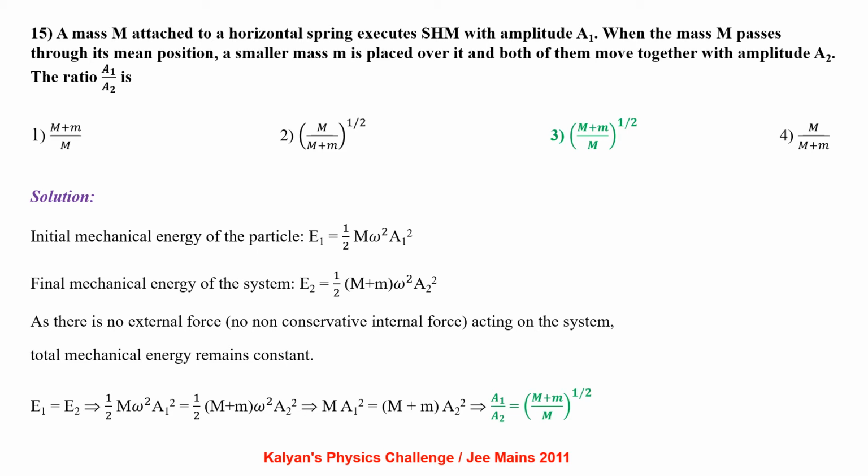Initial mechanical energy of the particle is E1 equal to half M omega square A1 square, that is the total mechanical energy of a simple harmonic oscillator. The final mechanical energy of the system is E2 equal to half of M plus m omega square A2 square. As there is no external force acting on the system, we can apply the law of conservation of mechanical energy here, that is the total mechanical energy of the system remains constant. That is E1 equal to E2, half M omega square A1 square equal to half of M plus m omega square A2 square. From there we get the ratio A1 by A2 equal to M plus m by M whole power 1 by 2.